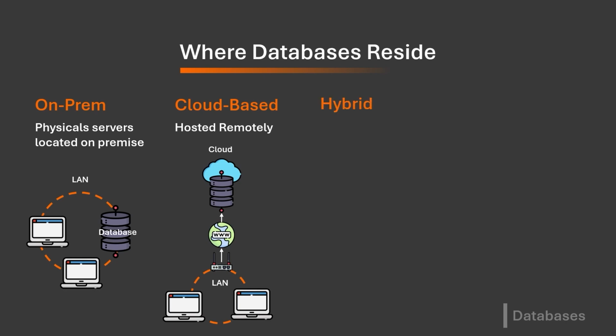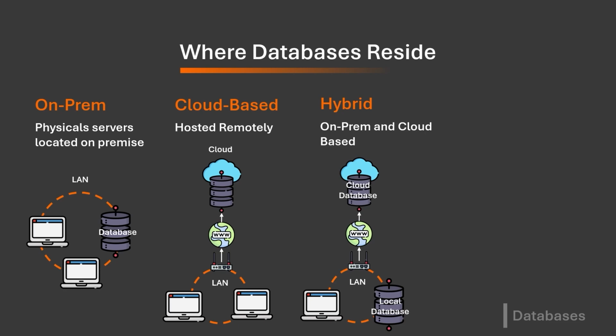We also have a hybrid setup. So a hybrid setup combines both on-prem and cloud-based databases. This option allows businesses to keep sensitive or critical data on premises for added security while using the cloud for less sensitive or flexible data. It is a good way to balance control, security, and scalability.